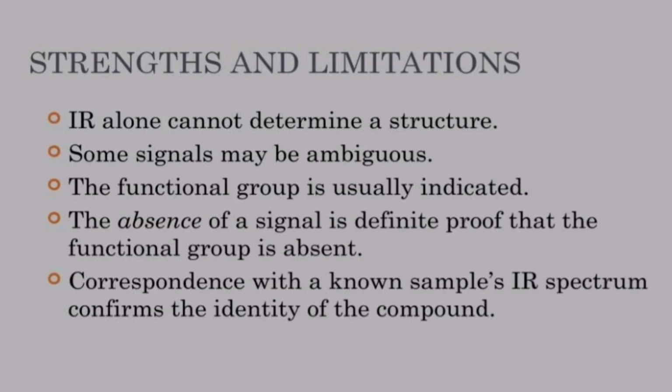Strengths and limitations. IR alone cannot determine a structure. Some signals may be ambiguous. The functional group is usually indicated. The absence of a signal is definite proof that the functional group is absent. Correspondence with the known sample's IR spectrum confirms the identity of the compound.